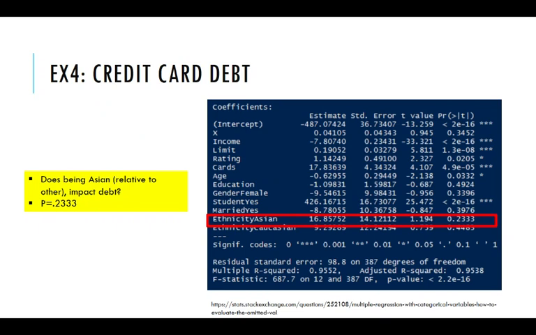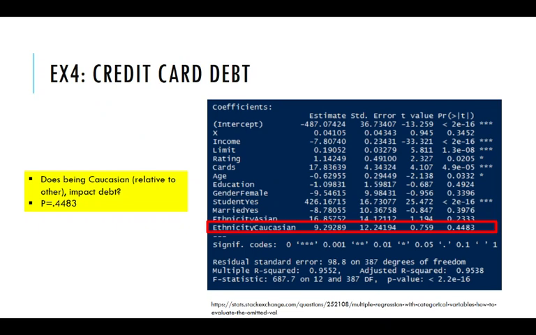So we cannot claim that being Asian, relative to our omitted ethnic category, has any impact on debt. So again, even though the estimate is 16.85, we don't have enough evidence stacking up to say that this number is really any different from 0.